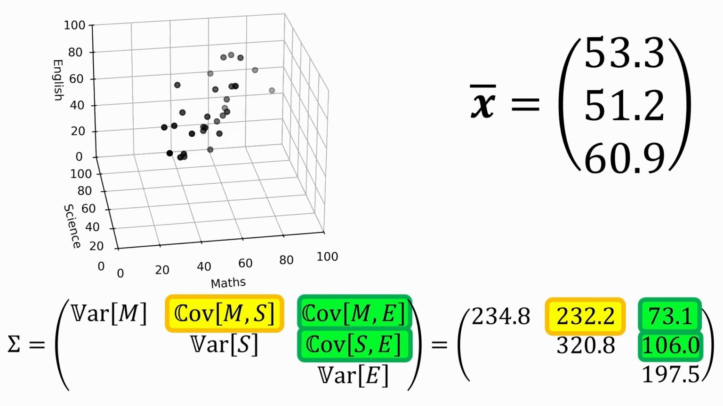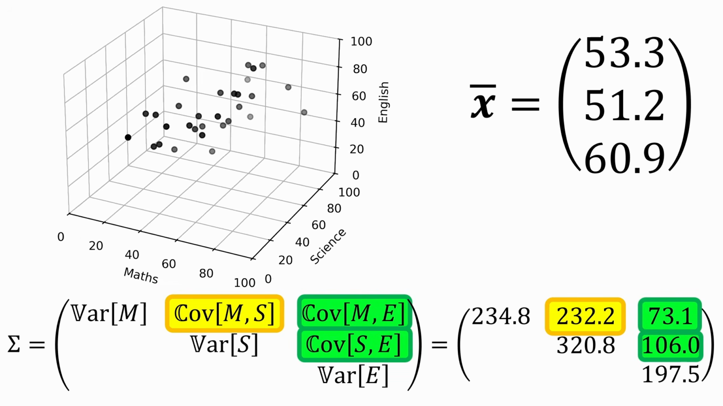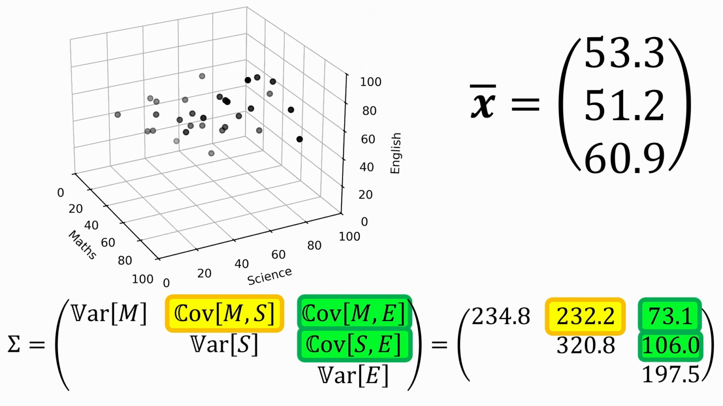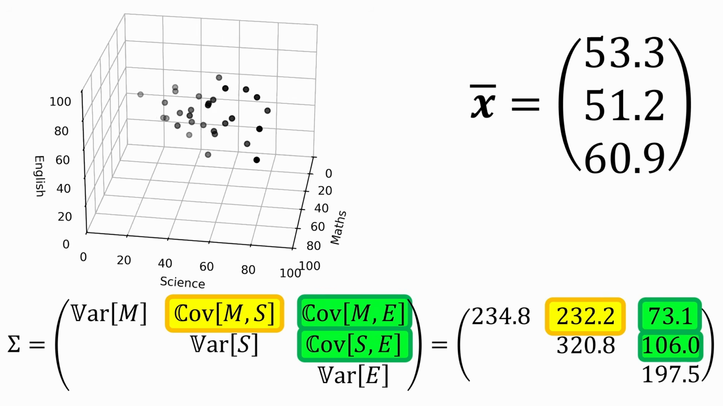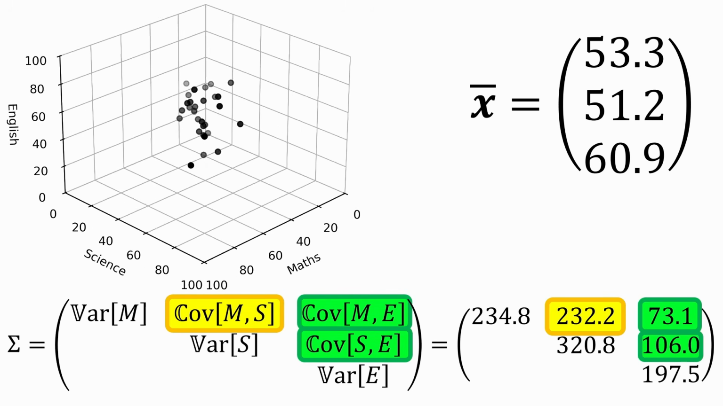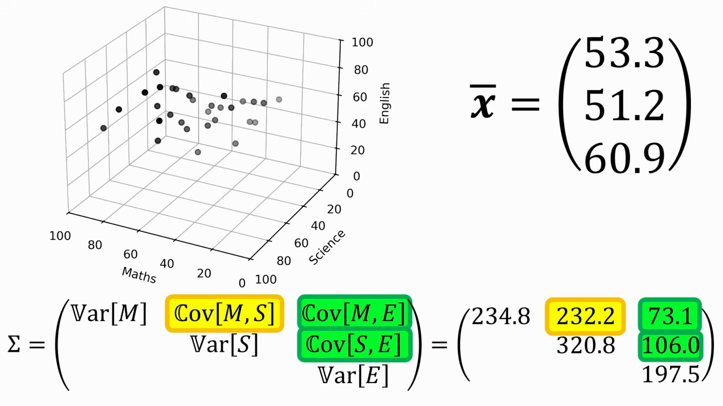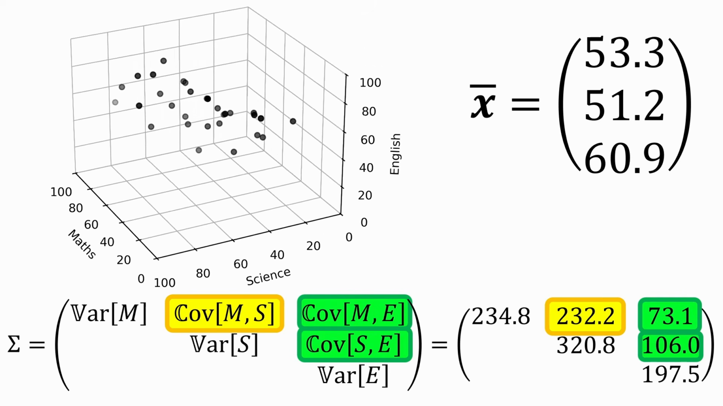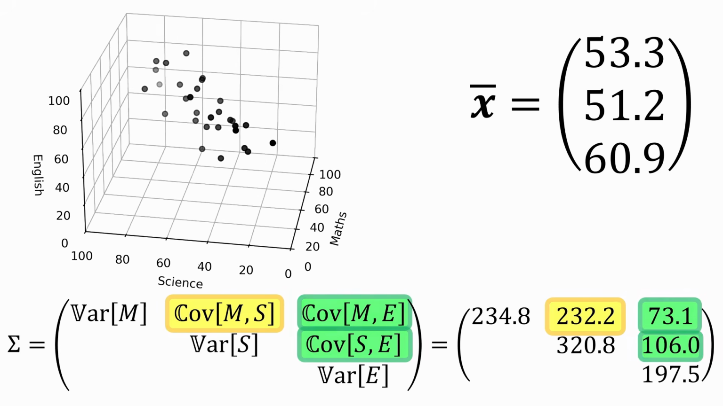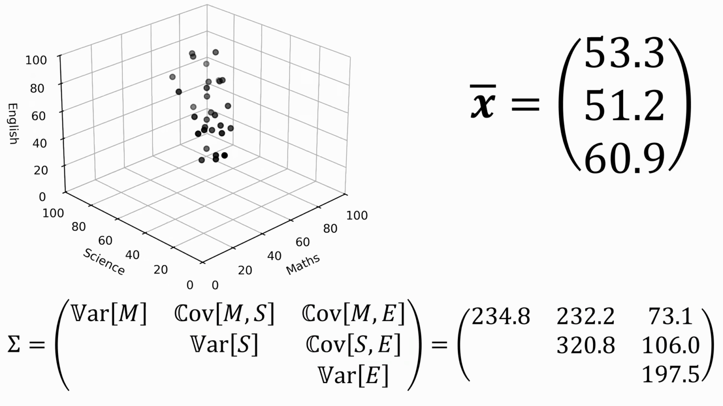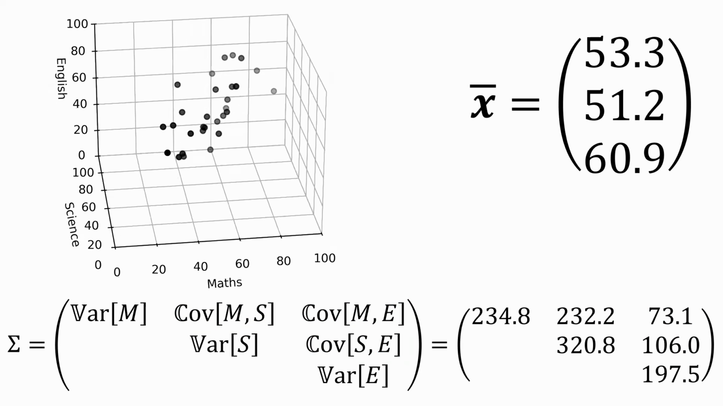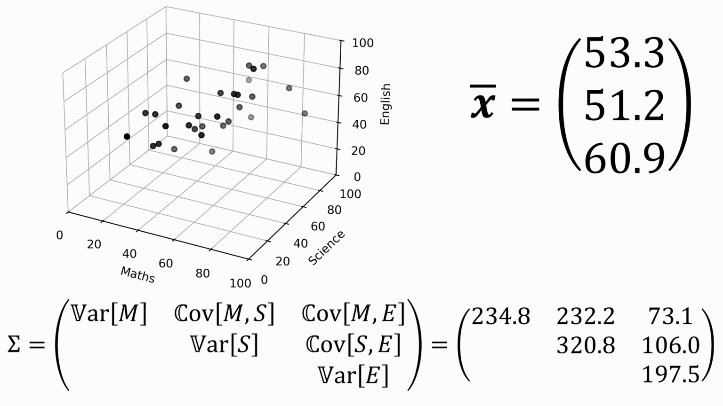This means that there's a stronger correlation between maths and science than there is between maths and English, or between English and science. And since 106.0 is bigger than 73.1, there's a slightly stronger correlation between the science and English than there is between the maths and English. And that's why and how we represent variance as a matrix if we're dealing with multivariable problems.